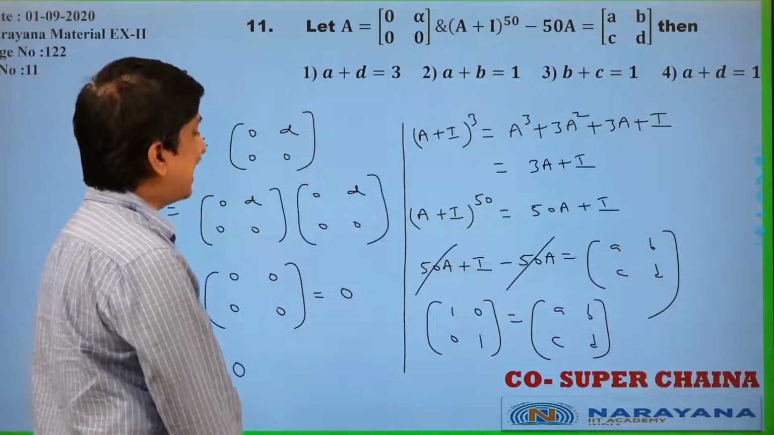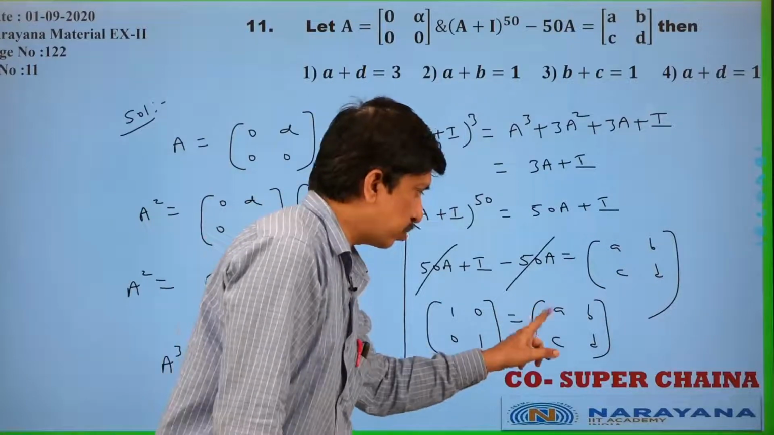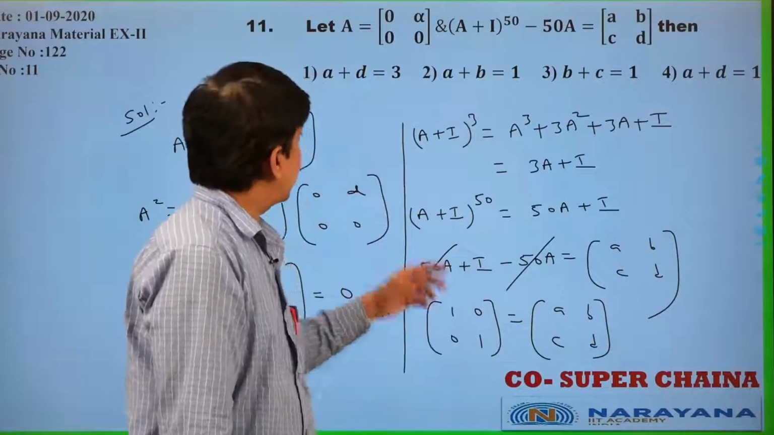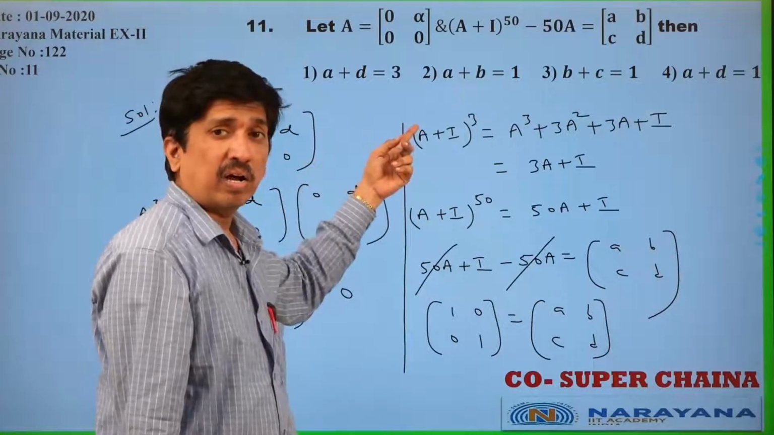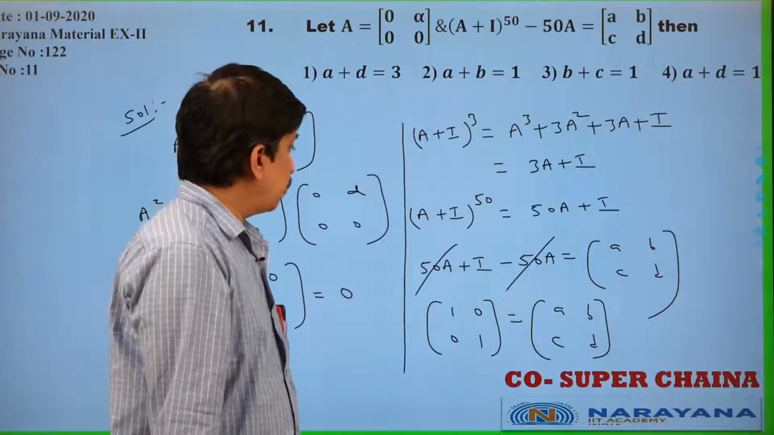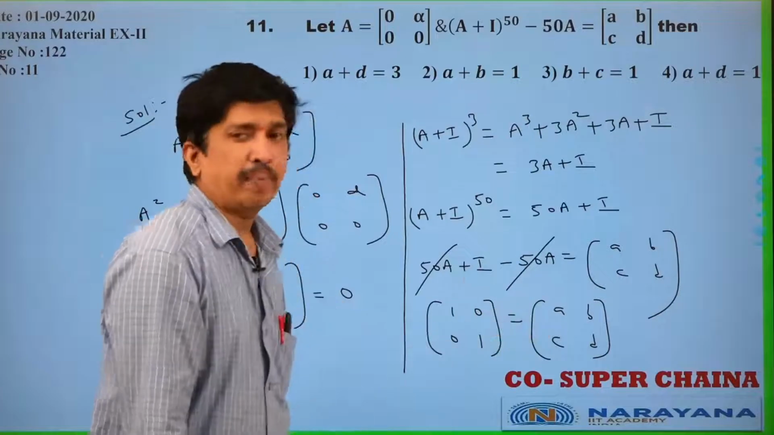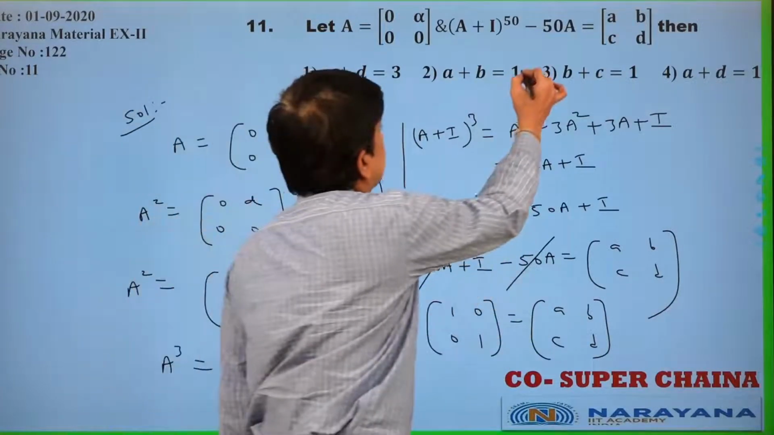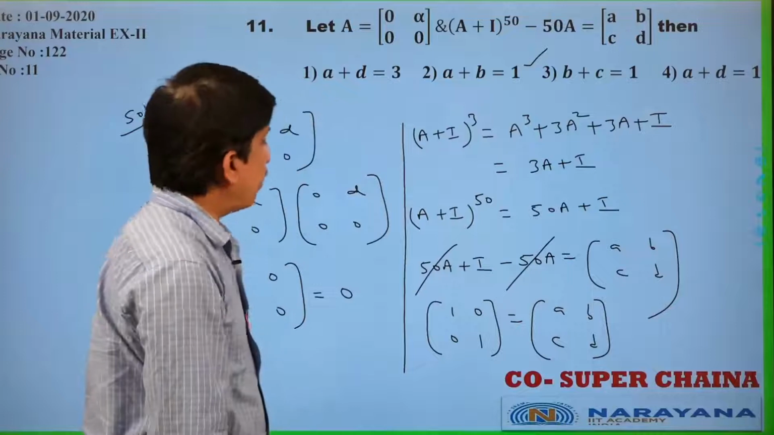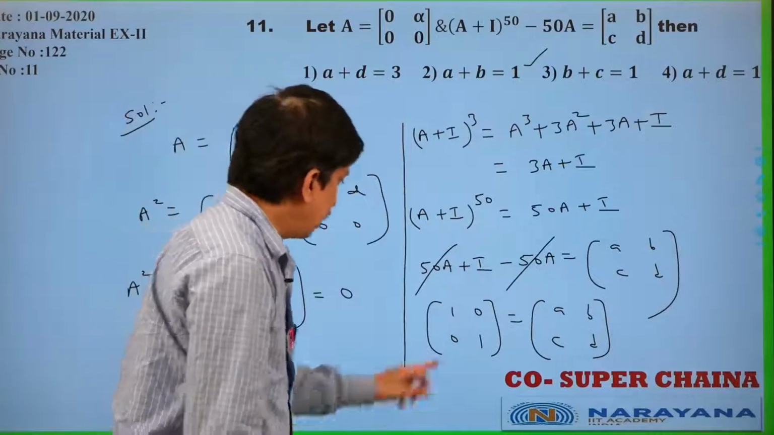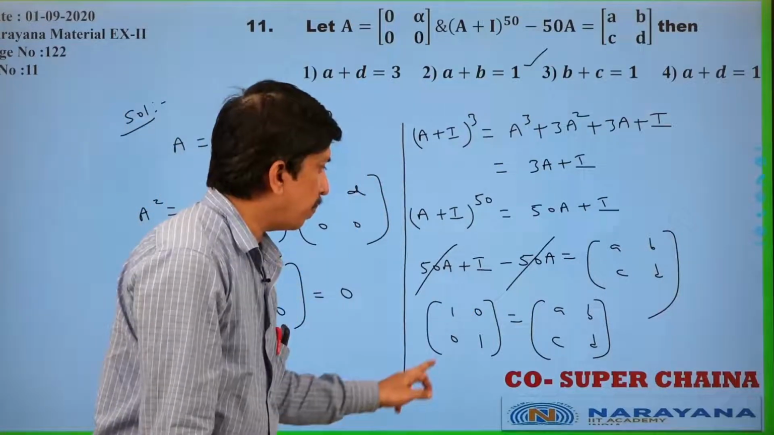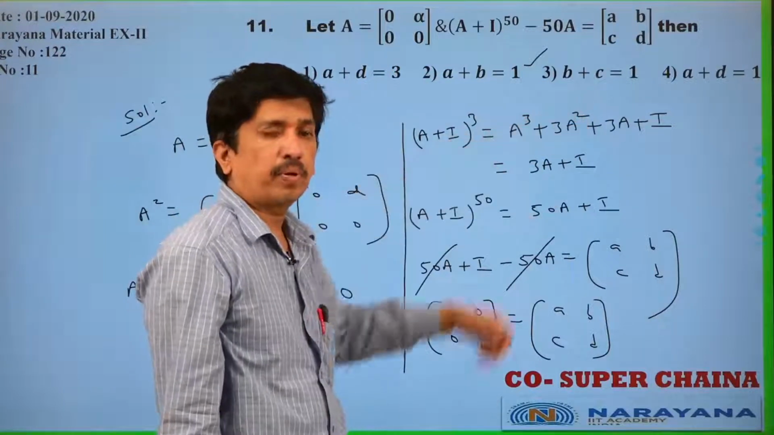A plus D is 3? A plus D, these two only. 1 plus 1, 3. Getting? Not getting. Wrong answer only. A plus B is 1. A is 1, B is 0. 1 plus 0, A plus B equal to 1. This is the right answer only. B plus C is 1? B is this one, C is this one. 0 plus 0, 1. Wrong option only.